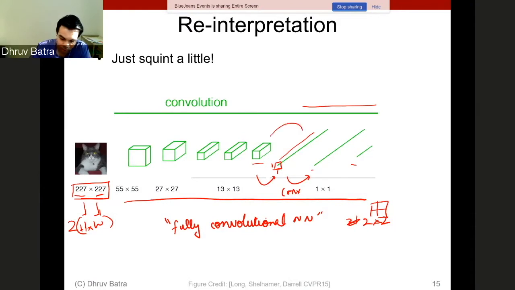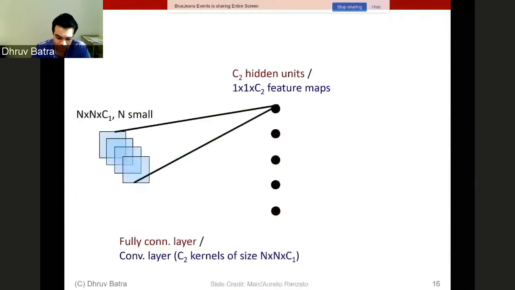Okay, so how do we handle this transition? How do we avoid having to convert a tensor into a vector? Well, the answer is pretty similar to the kind of analysis we did. Instead of reshaping the input, we can reshape the output or the weights. So this right here is what we've been drawing. This is an n by n by c1 input coming in.